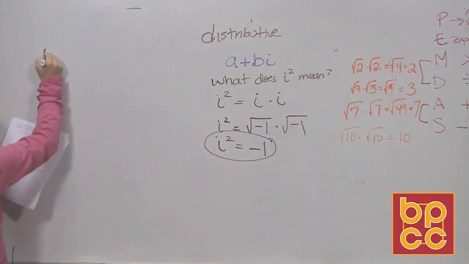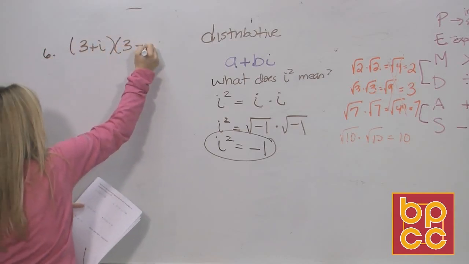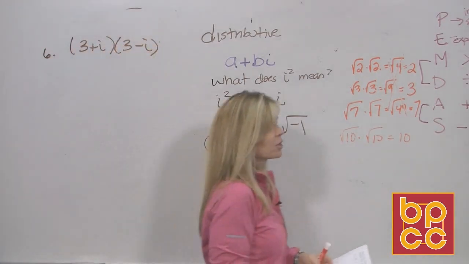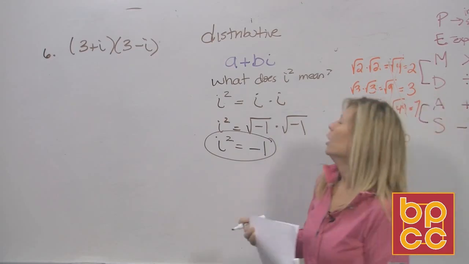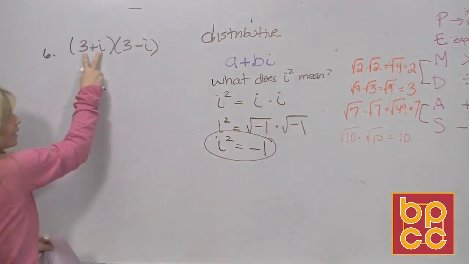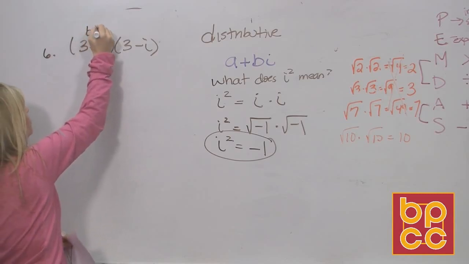Example 6 in our notes. 3 plus i times 3 minus i. So we're connected by multiplication. We have two parentheses, side by side, connected by multiplication. All righty? We know to multiply a binomial, 2 terms, times a binomial, 2 terms, is the FOIL method.